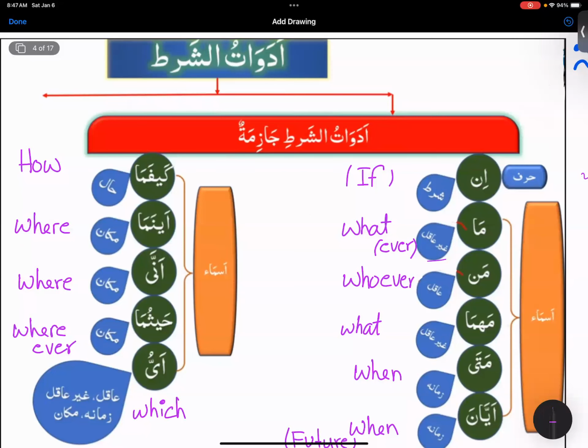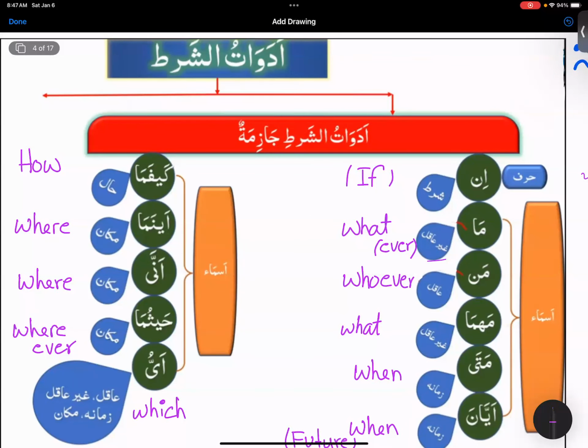Then we have aina ma. Aina is where, right? And ma is attached to it when it is coming as a shart. So it's going to be aina ma. And again it says zarf makan, where. Then we have anna also, and this is also wherever or where. So this is zarf makan.